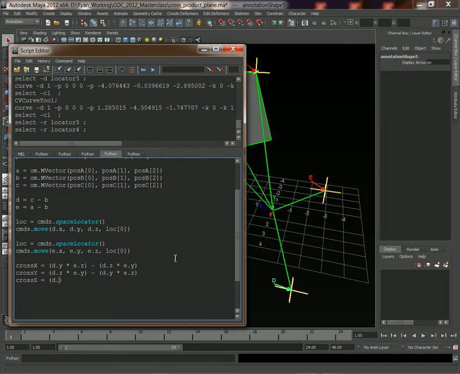Then d.x times e.x, no, y, z, x, z, y, x. I did this wrong. It's actually z, x, y. This would be x, and that would be z, minus d.y times e.x.